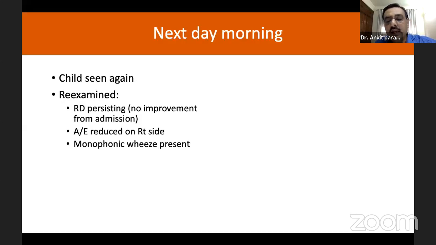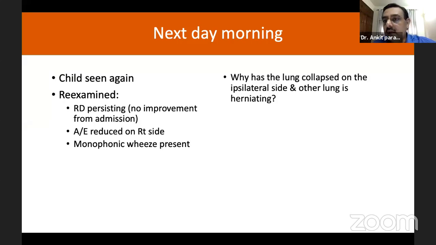So we saw this child. This happened in the emergency overnight, and when we took the rounds in the morning, we re-examined the child. Distress was persisting, so nothing improved. Rather, it collapsed. Air entry was reduced on the right side, and you have a monophonic wheeze on the right side. That is something which is unusual for any sort of pneumothorax or something like that. So why was the lung collapsed?